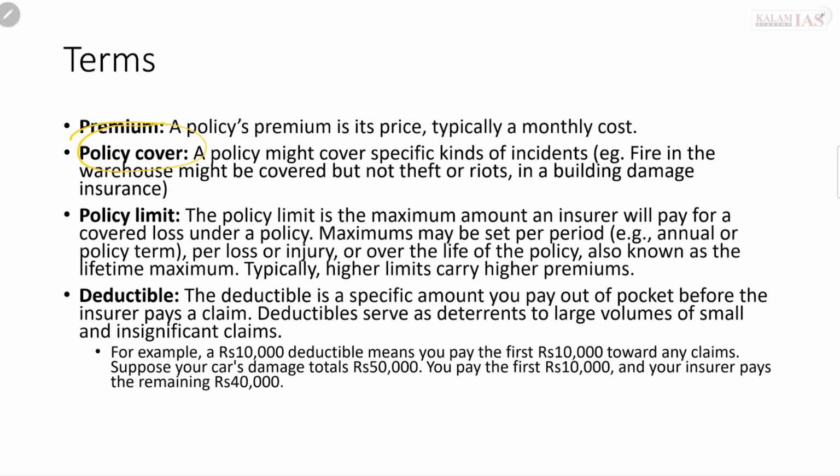Then we have policy cover. A policy cover might cover specific kinds of risks, incidents such as fire in the warehouse might be covered, but not theft or damage from riots in a building damage insurance, such as warehouse insurance you might have purchased. So the policy will disclose all incidents of what is covered and what is not covered. Okay.